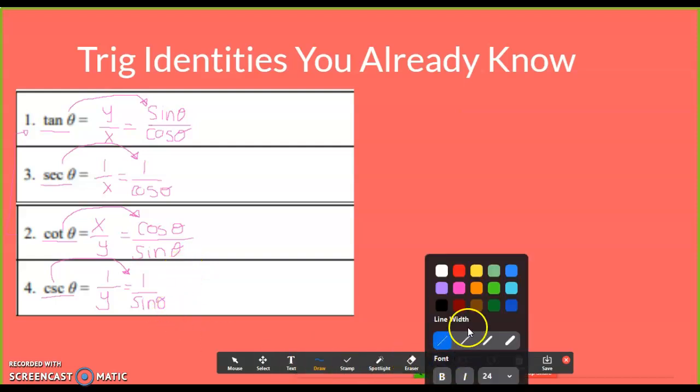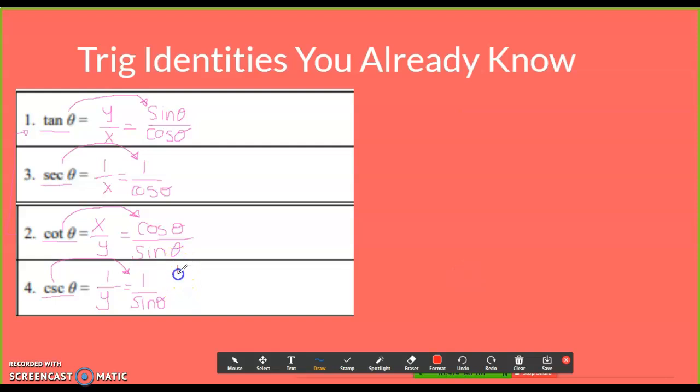Now, recall that we just used our definitions of our trig identities from the unit circle to come up with these 4 identities. We are going to keep these identities in our memory, and we're going to be using those to rewrite other identities.